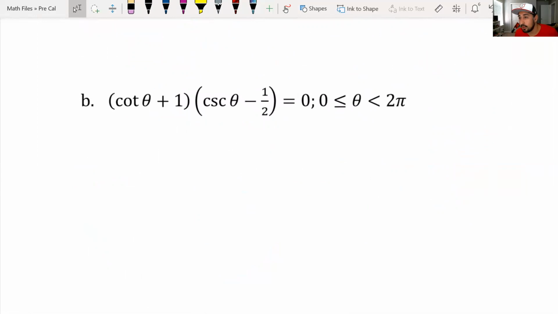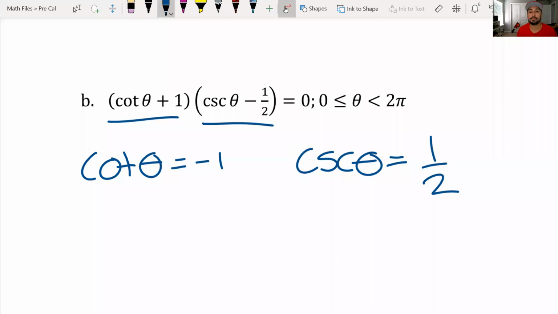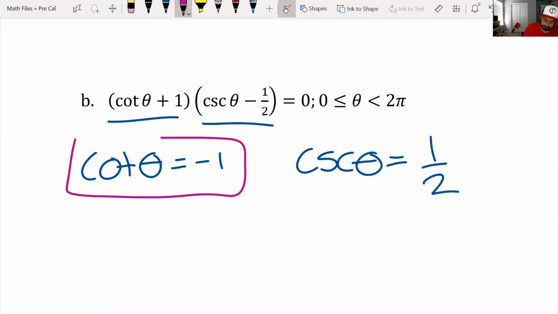B, it's already factored for us. So let's go ahead and set those equal to 0. Set that equal to 0, set that equal to 0. You'll get cotangent theta equals -1 and cosecant theta equals 1/2. Okay, well, let's look at the first one.